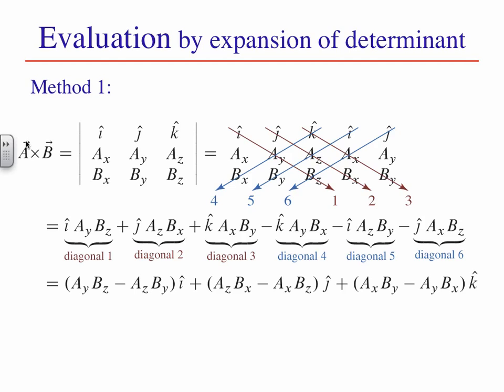If we are moving from upper left to lower right, the red diagonals, the terms are positive. If we are moving from upper right to lower left, the blue diagonals, the terms are negative. Collecting all 6 terms about the appropriate unit vectors reproduces the term-by-term result at the bottom of slide 5. For many people, this is an easier way to construct the cross product than committing the expression at the bottom of slide 5 to memory.